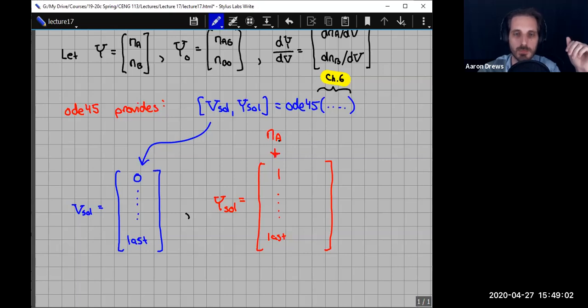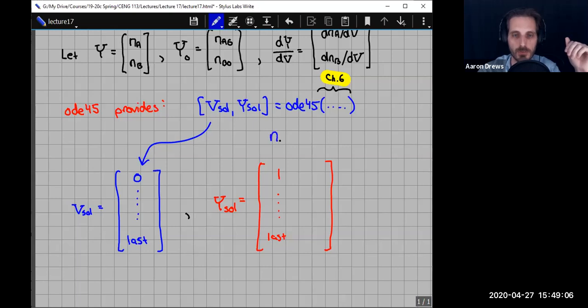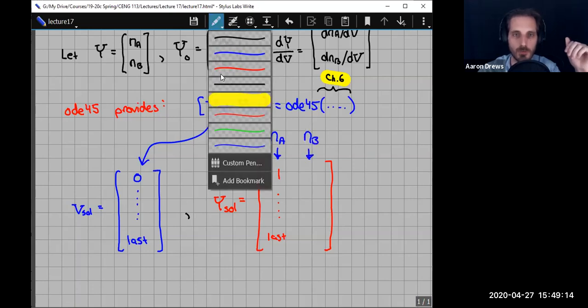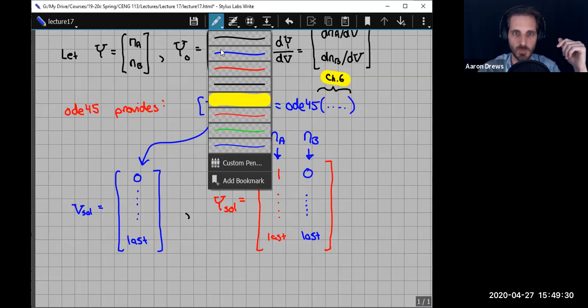The second column, let's make this blue so that you don't confuse the 2, will be N sub B, right? So that'll start wherever you were with your initial conditions, which is 0, and it'll go out to whatever the last value happens to be. I say last because we don't know what the value is until we actually solve the thing. So it's hard to tell what the last value would be.